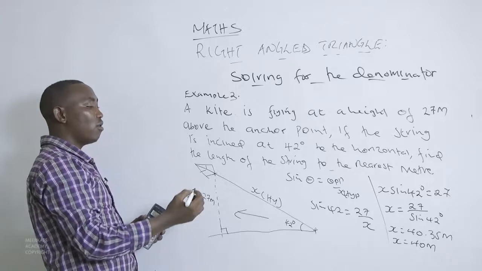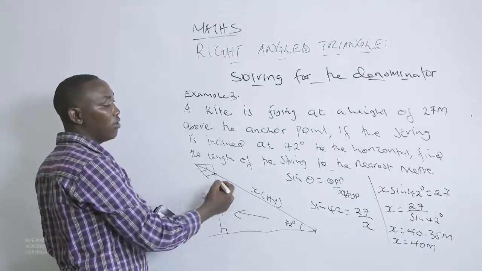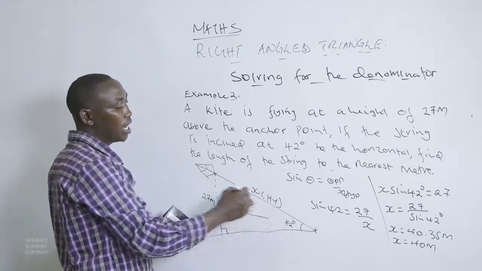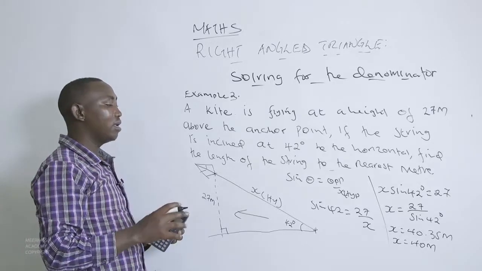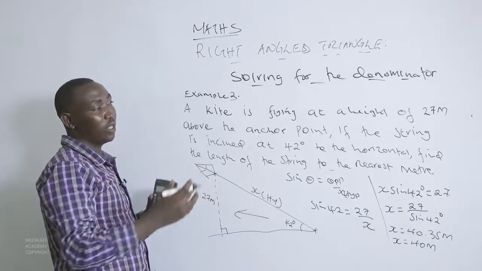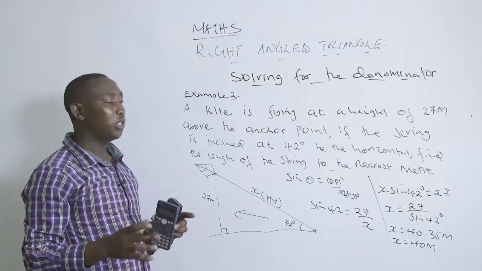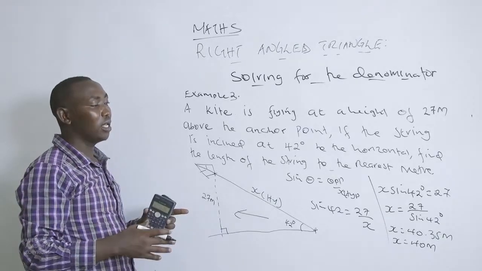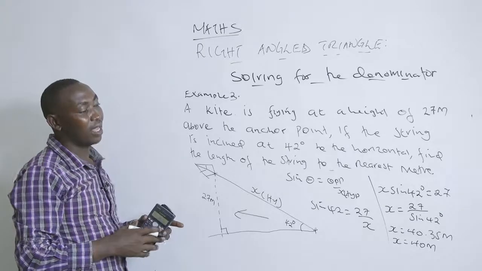So important, always know the relationship of the side you are looking for with that particular angle. Then look at the side that you have been given, and then choose out of the three trigonometric ratios which one you are going to use to simplify your work.